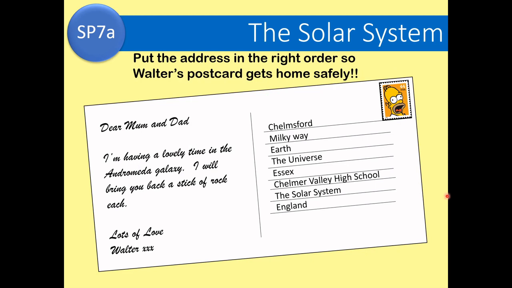So for your next task, what I'd like to do is take the address here and put it into the correct order. So the same way that you would for a normal address, where you'd have your house number, then your road, and then your town, and then your county, and then your country. Try to put this into the correct order in terms of the entire universe. So pause the video now and have a go.